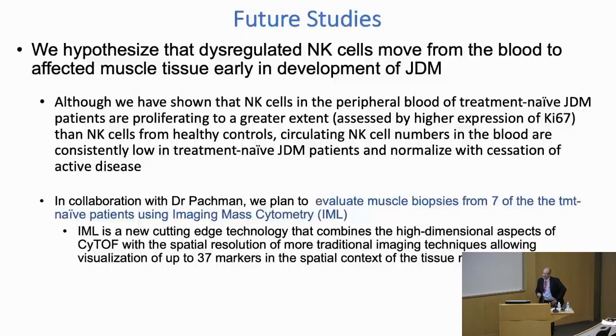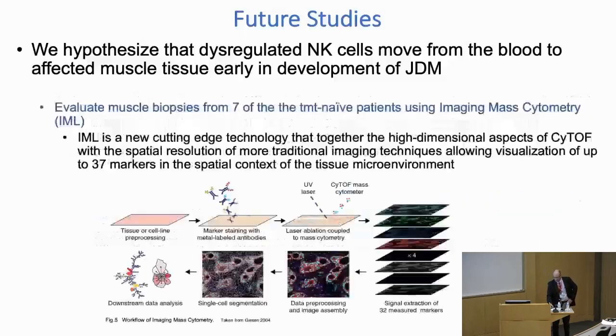So IMC is a new cutting-edge technology that combines high-dimensional aspects of cytoph with the spatial resolution of more traditional imaging techniques, allowing the visualization of 37 to 40 markers in the spatial context of the tissue microenvironment. So WashU just acquired one of these machines in November, and they're getting it all lined out, and I think it's going to allow really interesting studies.